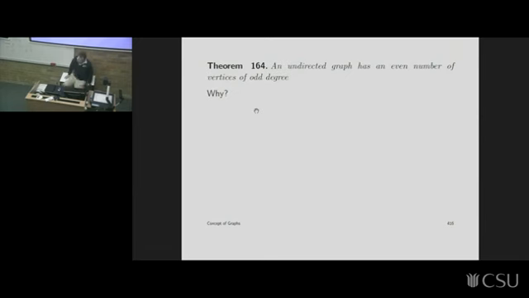So an undirected graph has an even number of vertices of odd degree. Do you know what I mean by that? Yes. So a vertex either has an odd degree or an even degree. It's got to be one or the other. So in an undirected graph, some will be odd, some will be even. It has to have an even number of these vertices which have an odd degree.